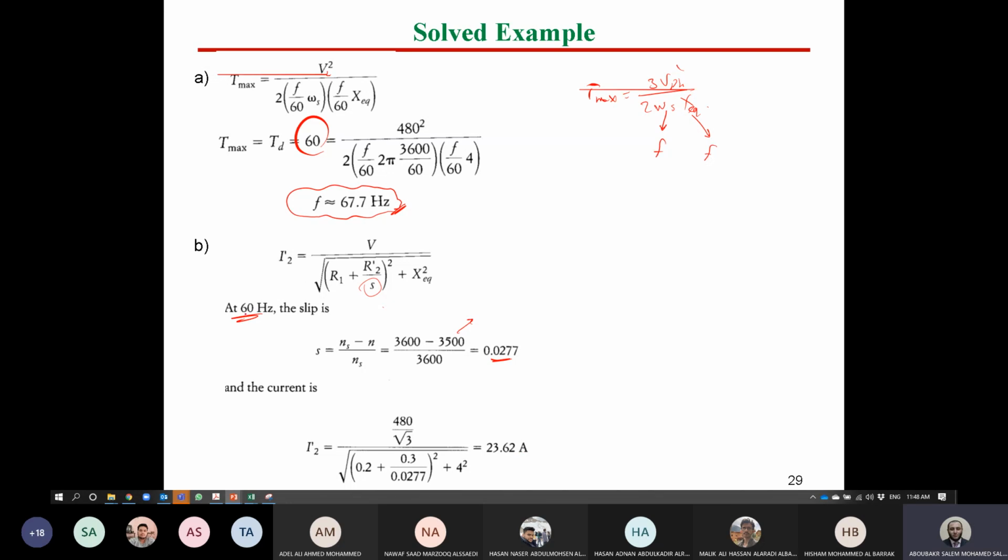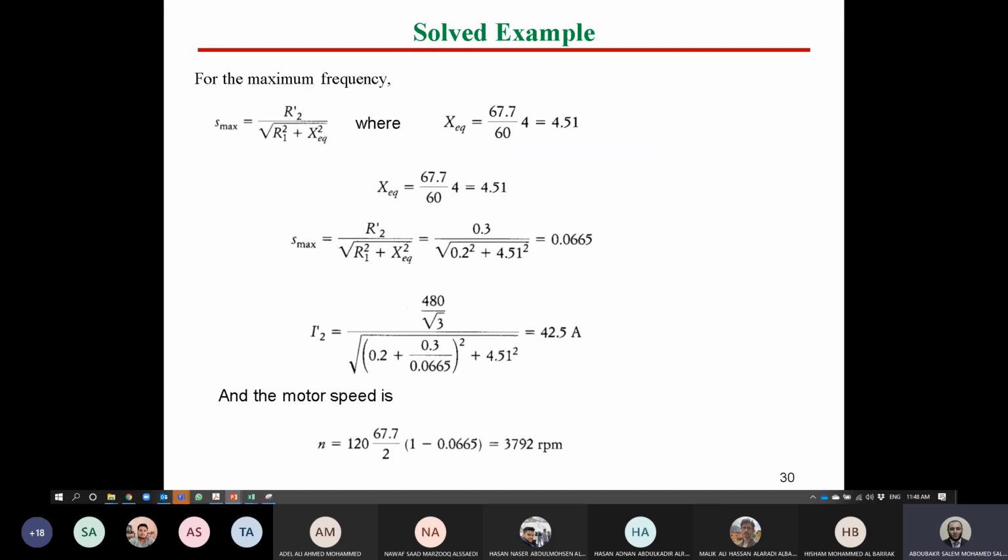طبعا in order to calculate at the maximum frequency, you should change the value of X in terms of the second frequency we get. So we can calculate the current the same way at the maximum frequency, which occurs at maximum torque. So we need to calculate first the maximum slip to get the speed, so to get the value of S in our equation. So we can say S maximum equals R2 prime over the square root of R1 squared plus X equivalent squared, and X has to be considered with the new frequency. So we can calculate X equivalent at the new frequency. After that, substitute here in the equation of current to get the value of current at steady state.